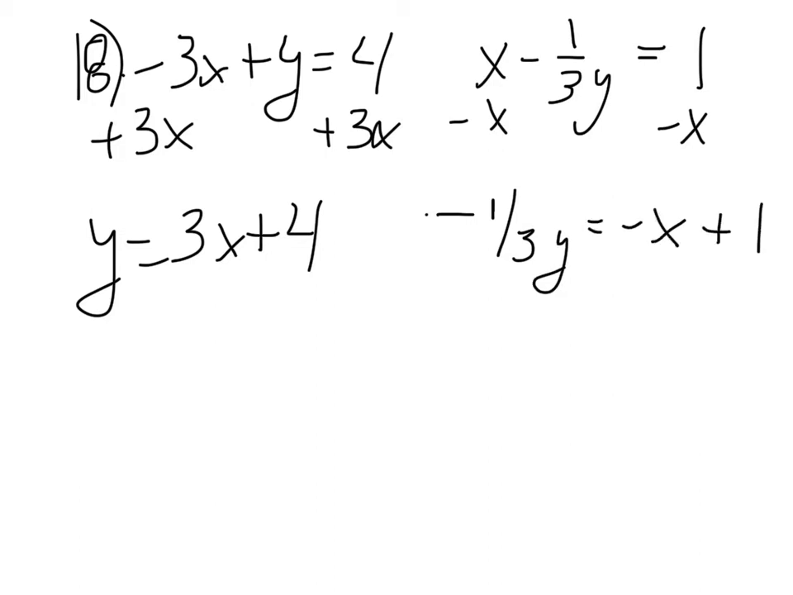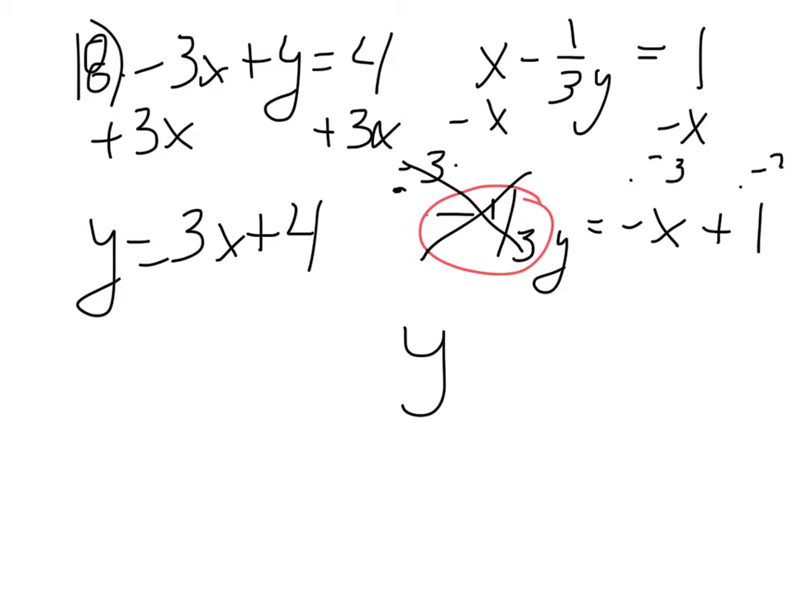So here's the tricky part. How do I get rid of the negative 1/3 right here? How you do that is to multiply everything by negative 3, because I know that negative 3 times negative 1/3 equals 1, so I'm left with y. Whatever I did to the y, I've got to do to everything. So negative 3 times negative x gives me 3x, and negative 3 times 1 gives me a negative 3. So I'm actually good there.